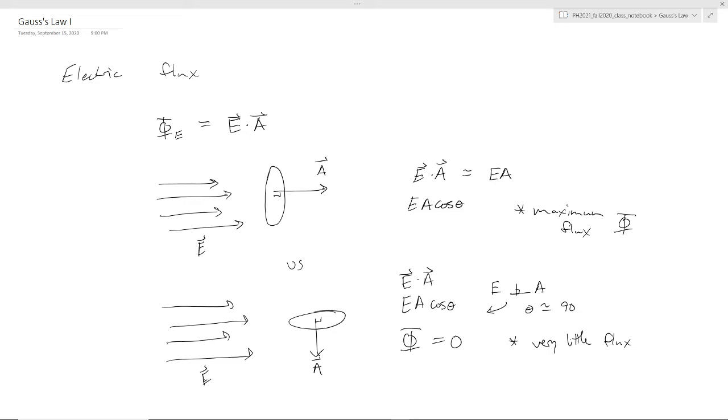And this idea, being able to conceptualize flux as field lines passing through some area, is what undergirds Gauss's law. So we're going to have to wrap our heads around that and be able to add up flux for different kinds of geometrical configurations.